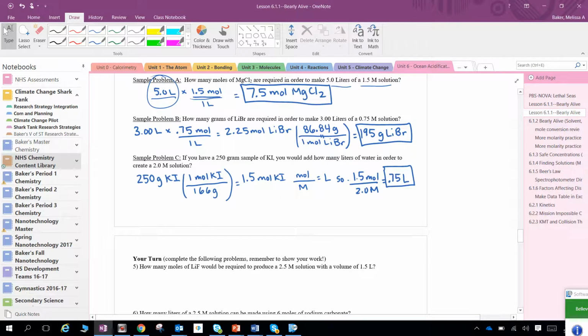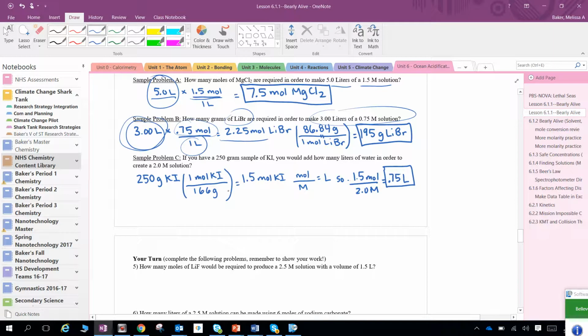Sample problem B is similar, only there's one extra step. So same way to start. It says you want to make 3 liters, and you want it to have 0.75 moles of this lithium bromide for every 1 liter. So if you want 3 liters, you actually are going to need 2.25 moles of lithium bromide.